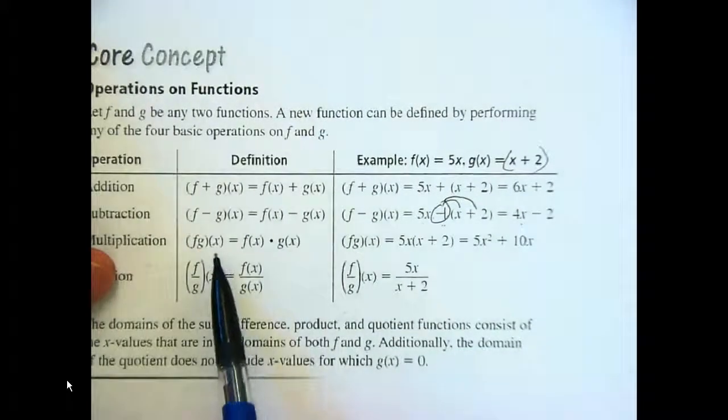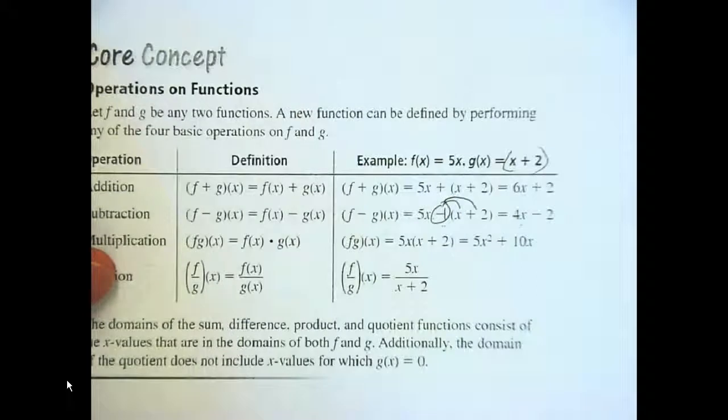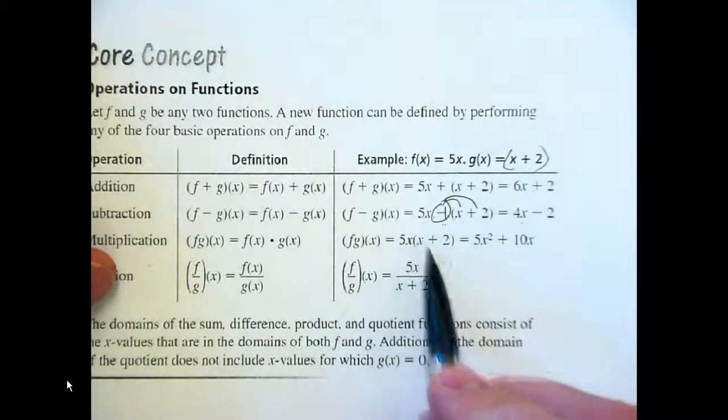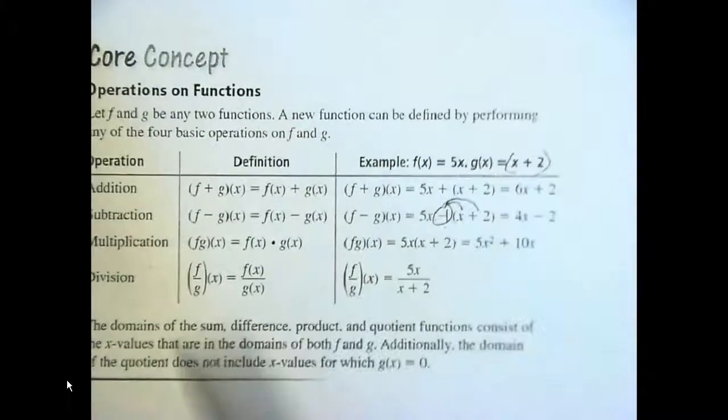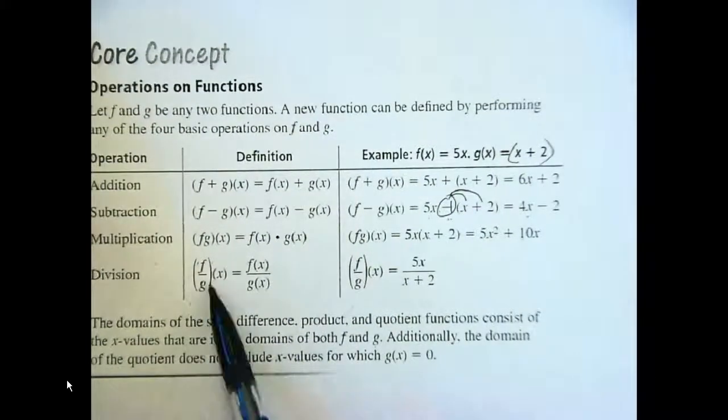F of g of x means f of x times g of x, and now you're just multiplying the two. So 5x squared plus 10x. And same thing with division. F divided by g of x is f of x over g of x.